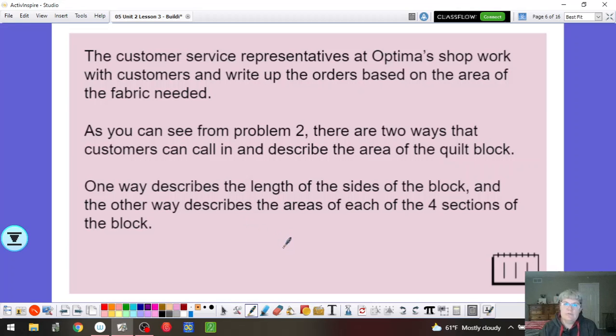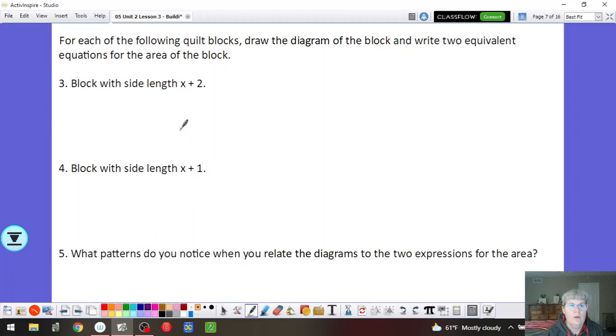The customer service representatives at Optima's shop work with customers and write up the orders based on the area of the fabric needed. As you can see from problem 2, there are 2 ways that customers can call in and describe the area of the quilt block. One way describes the length of the sides of the block, and the other way describes the areas of each of the 4 sections of the block. So for each of the following quilt blocks, draw the diagram of the block and write 2 equivalent equations for the area of the block.